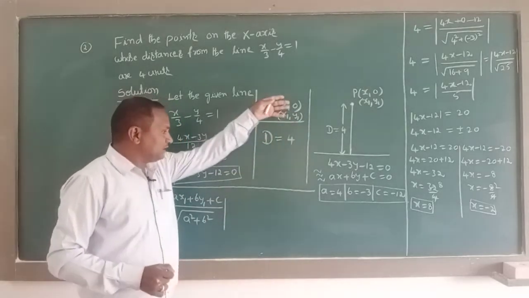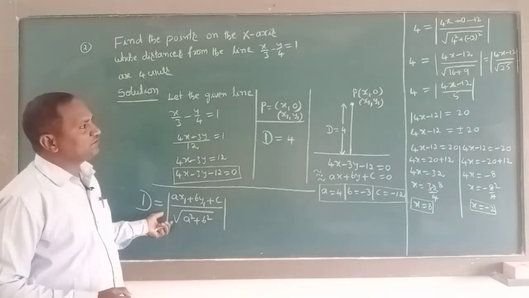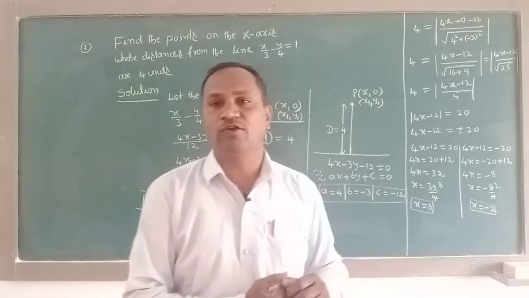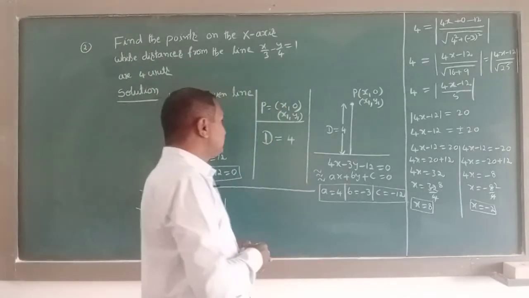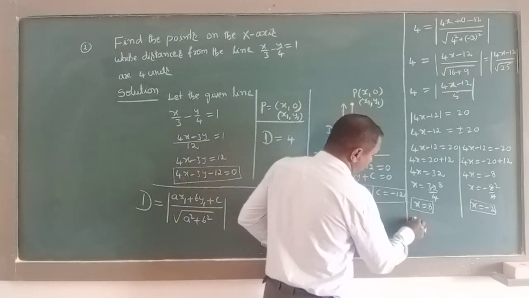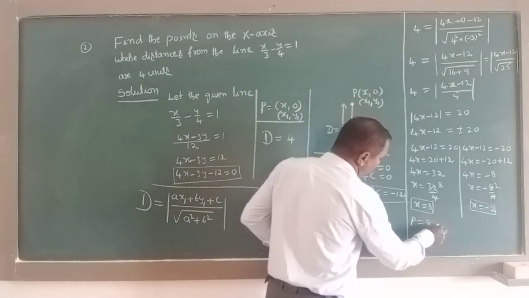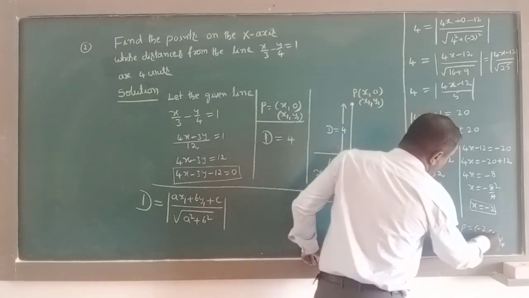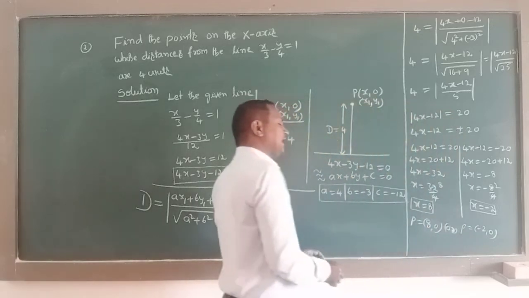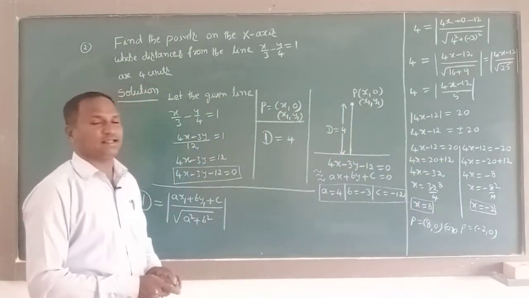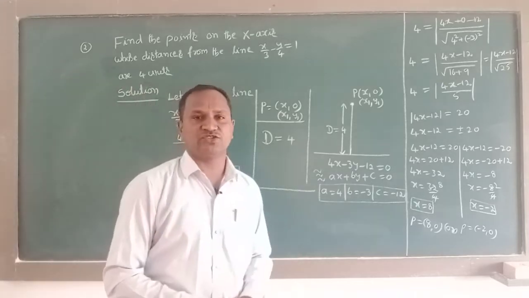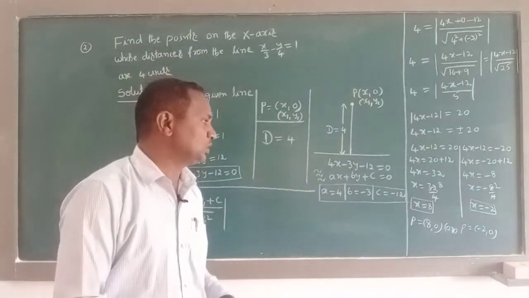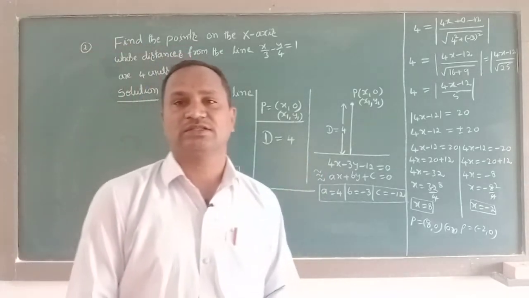After that, with the help of all these three, I applied this formula. In that formula we substituted the known values, and with the help of known values we found the unknown value, that is x. So point P is equal to 8 comma 0, or P is equal to minus 2 comma 0. There are two possibilities for the coordinates of point P on the x-axis. P is equal to 8 comma 0, or we can write the coordinates for P as minus 2 comma 0. Like that we give the solution for this question.